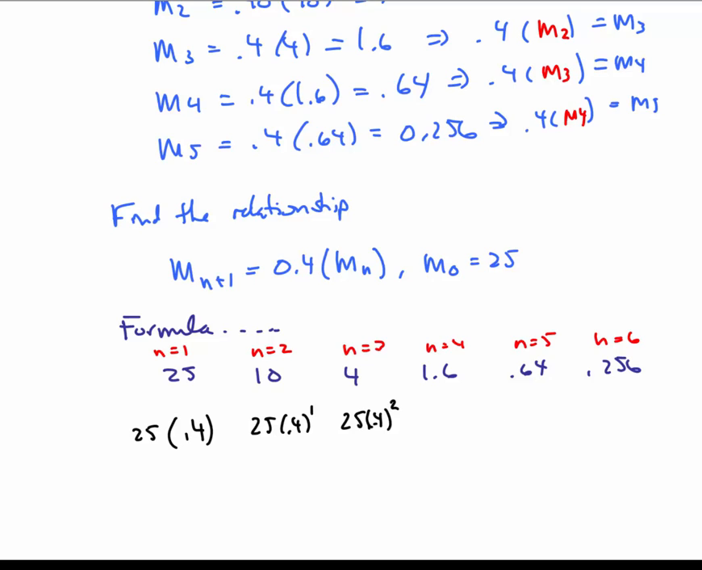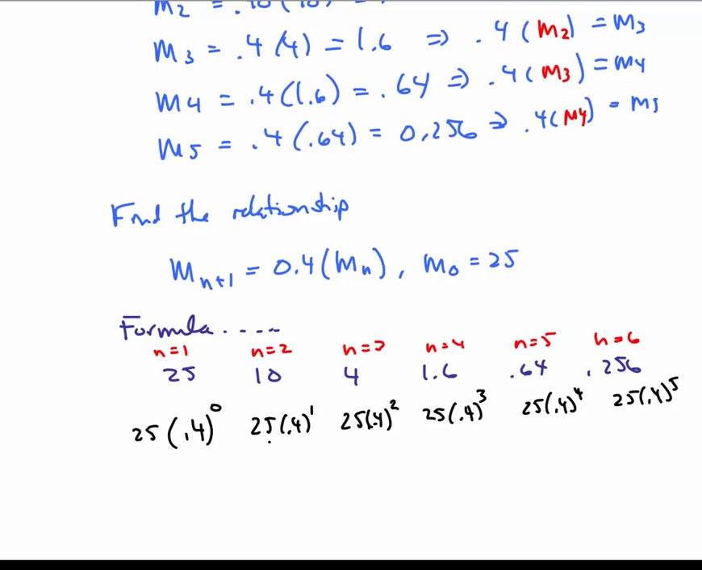Let's go ahead and look at our next term. So this next one would be 25 times 0.4 cubed, 25 times 0.4 to the fourth, 25 times 0.4 to the fifth. So if I look at my power set, 5, 4, 3, 2, 1, this was 0. Well, that's interesting. So if I'm trying to figure out what's going on, it takes trial and error. There's no easy way to look at this and just automatically come up with it. It takes trial and error.